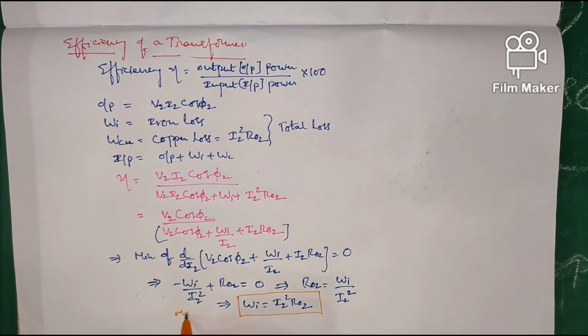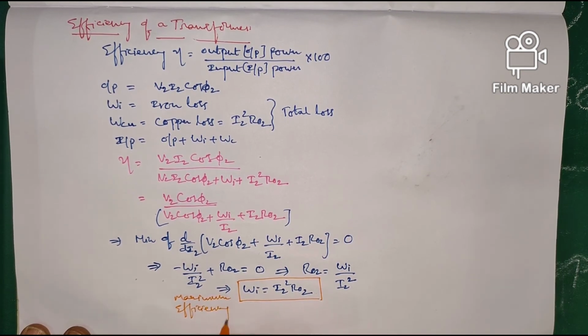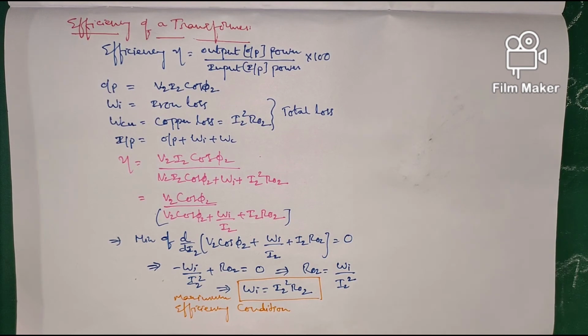So, maximum efficiency condition. Once we find this condition, we can also find out the kVA required for maximum efficiency. Next, let us see the kVA required for maximum efficiency now.